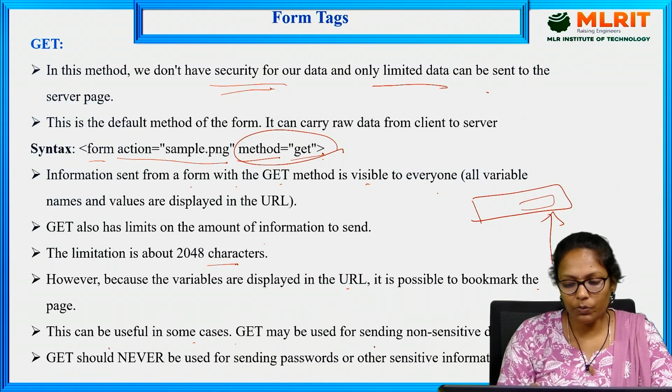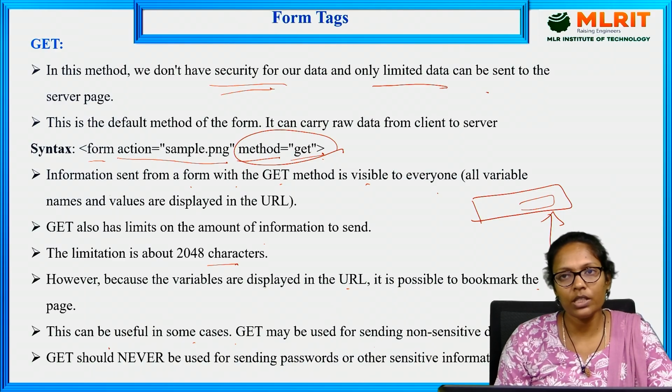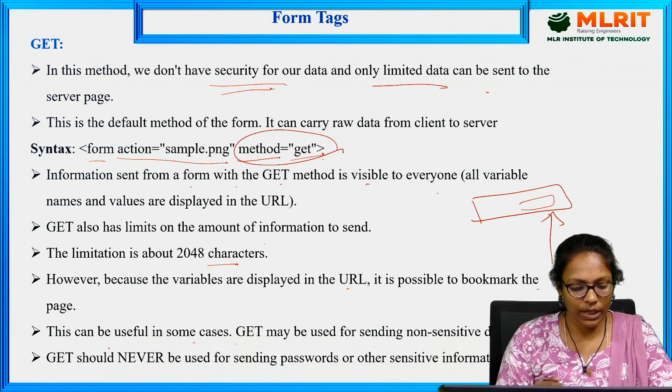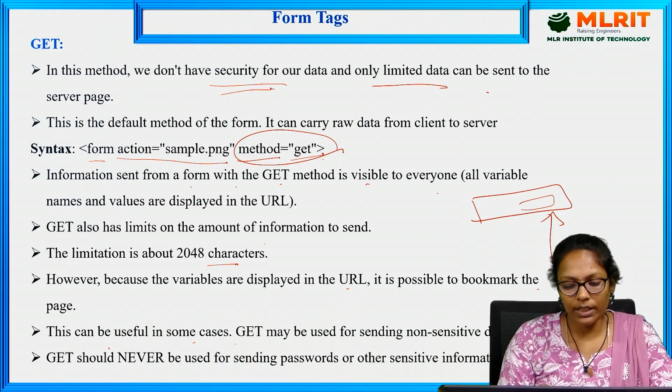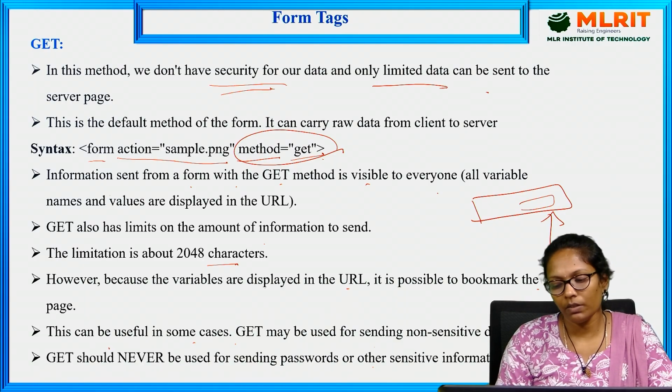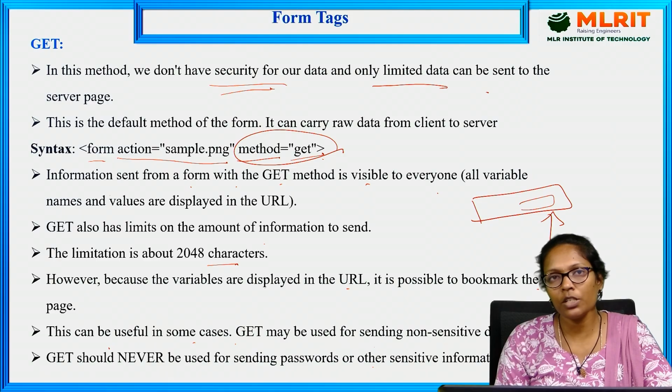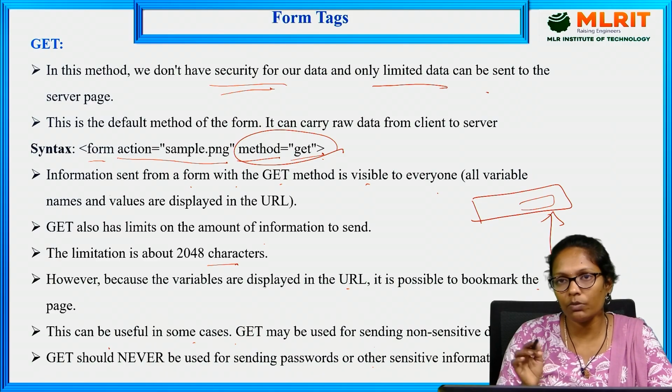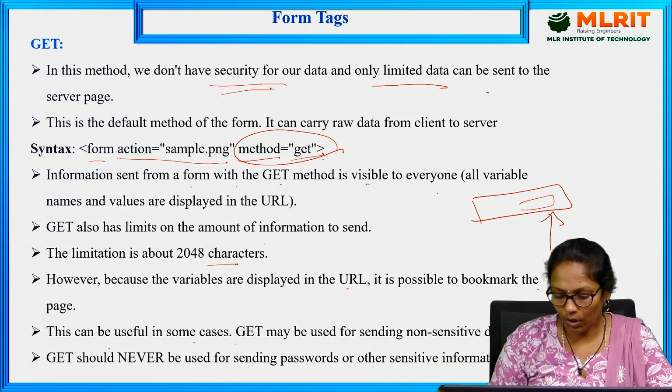Get may be used for sending non-sensitive data. If it is non-sensitive data, you can send it using the get method also. Nothing will happen. Get should never be used for sending passwords or other sensitive information. If it contains sensitive information, you can't use the get method, because that sensitive information will be visible in the URL.